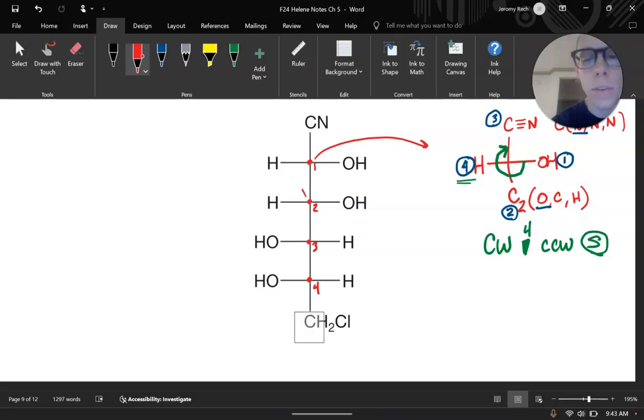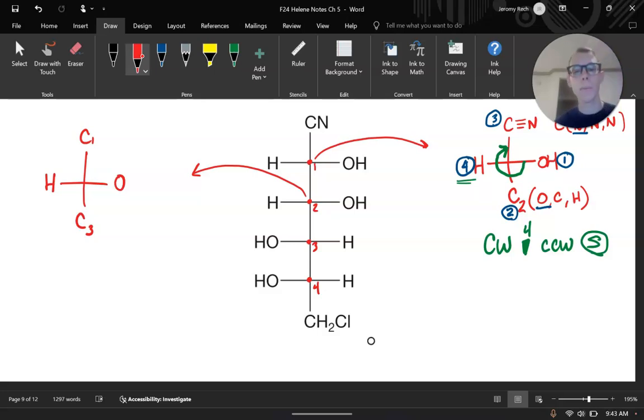Let's do another one for practice. Let's look over here at carbon 2. And let's just draw this little subsection again. So we have a hydrogen over on one side. We have an oxygen on our right. On our top, we're going to have carbon 1. And on the bottom, we're going to have carbon 3.